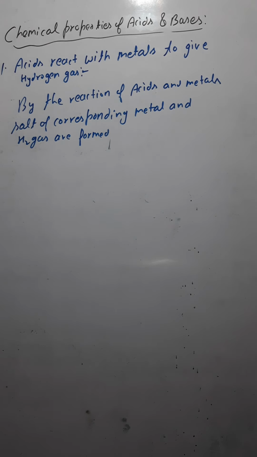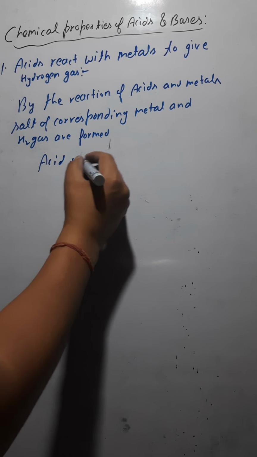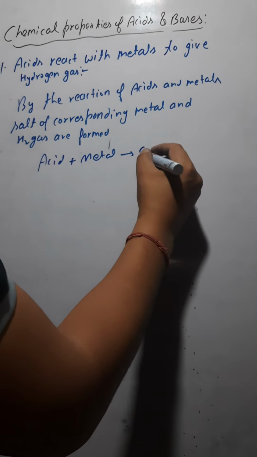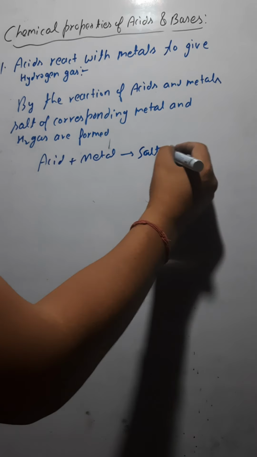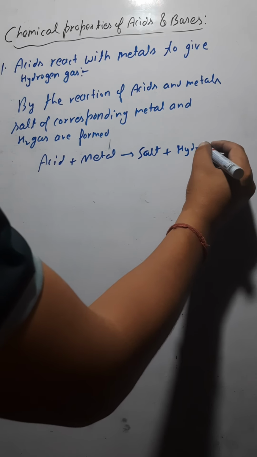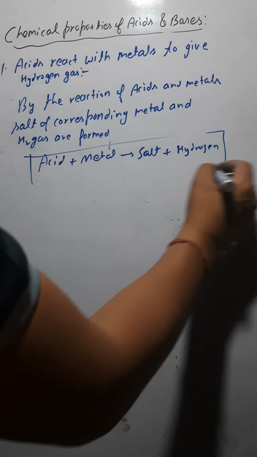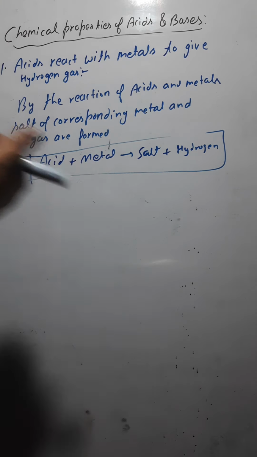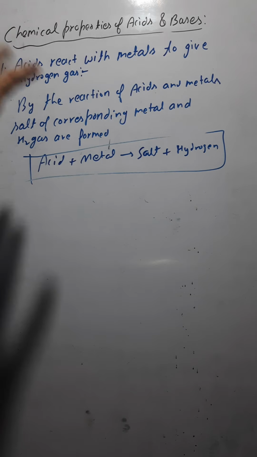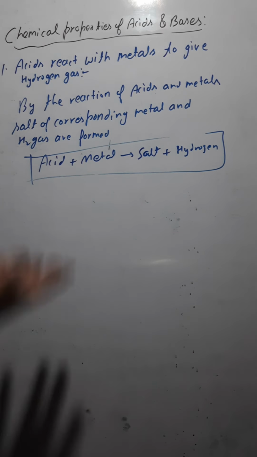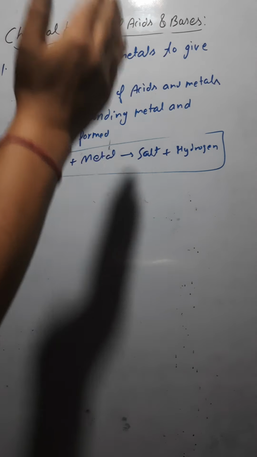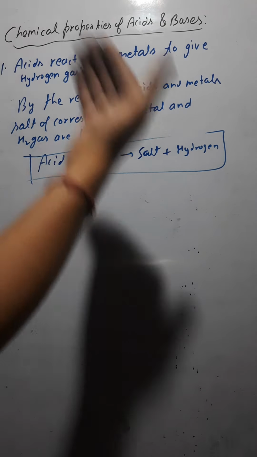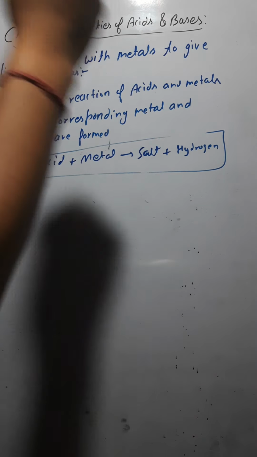So I would write it as: if acid and metal are reacting together, they are forming the salt of that metal and hydrogen gas. This is how you can write the word equation. It can be asked in the exam this way: what happens when acids react with metal? The answer will be: when acid reacts with metal, they give the salt of the corresponding metal and hydrogen gas.